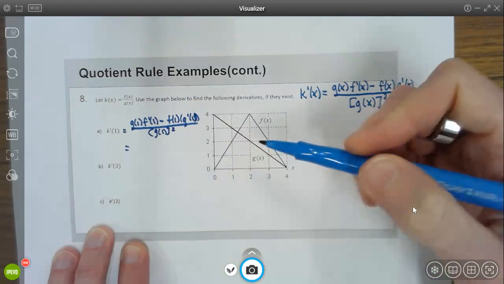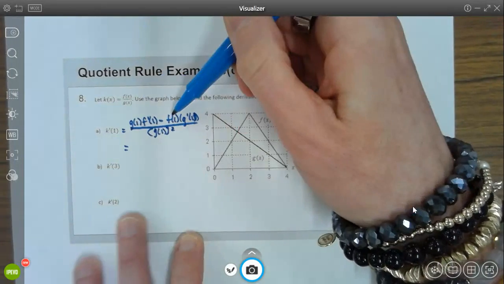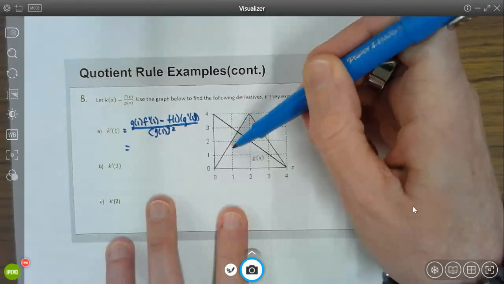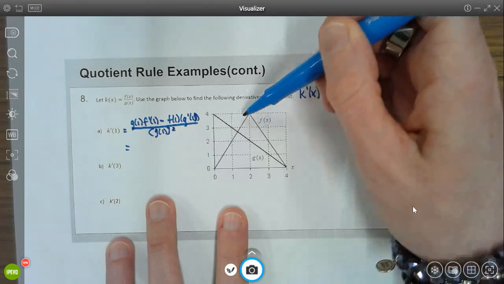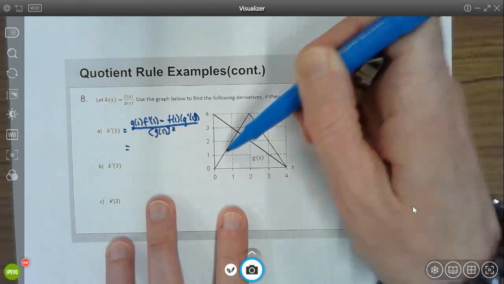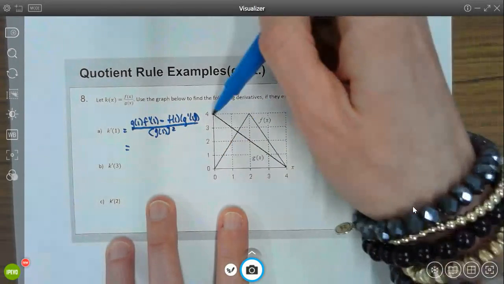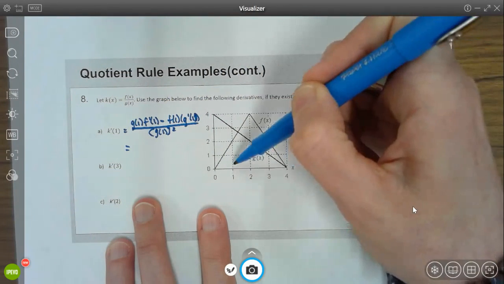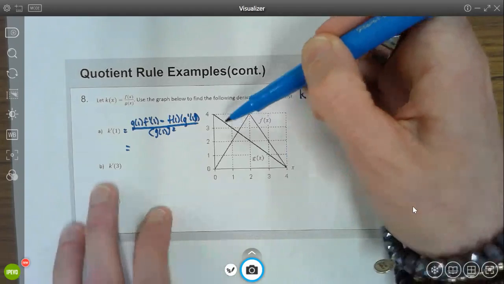Now when I'm using a graph and they want me to find g of 1 or f of 1, I'm just going to go to where the x value is 1 and find my y coordinates. And f of x is this upside down v graph, g of x is this line. So g of 1, when I jump on my g graph where x is 1, that's this point right here, that's going to be 3.